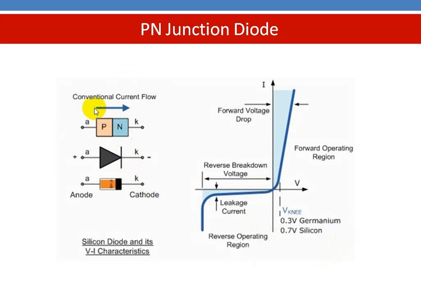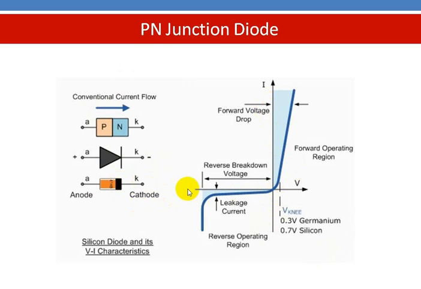The conventional current flow direction is from anode to cathode, and this is the symbol. Usually if you see a diode, there will be a ring at the cathode terminal, so that we can identify the cathode terminal by locating the ring on the device.